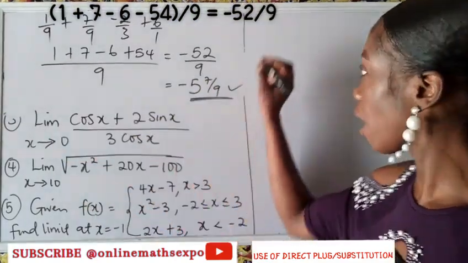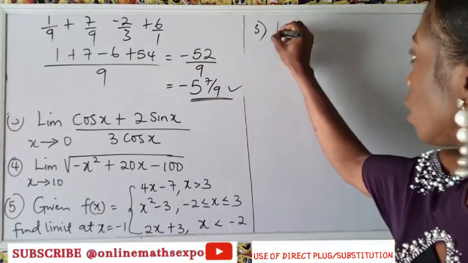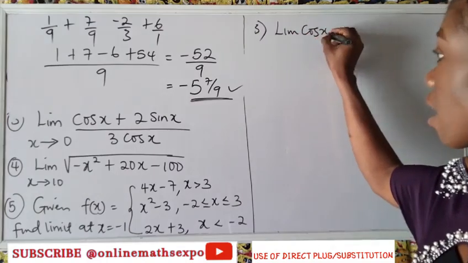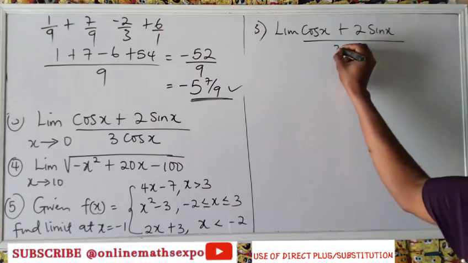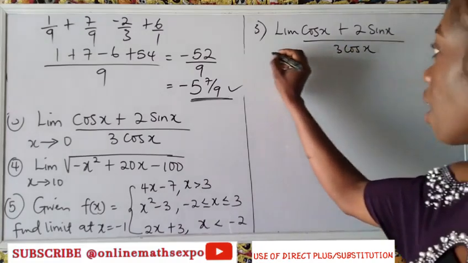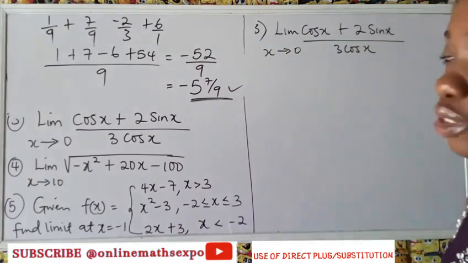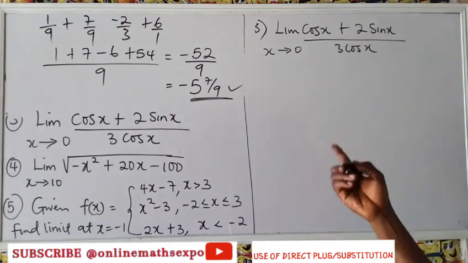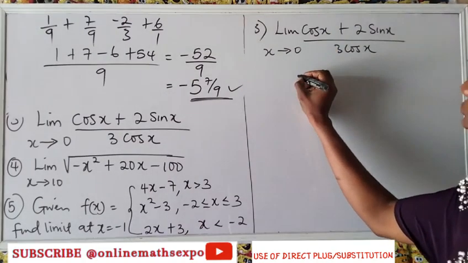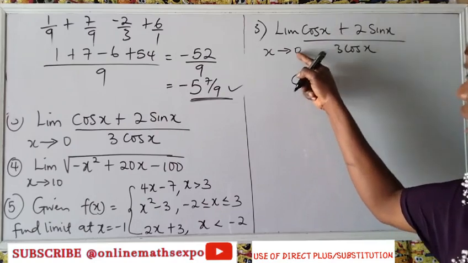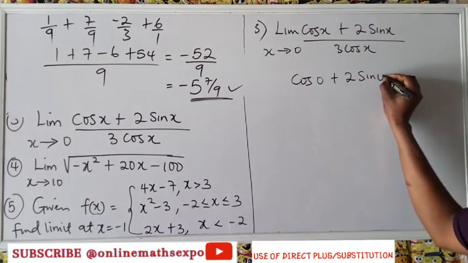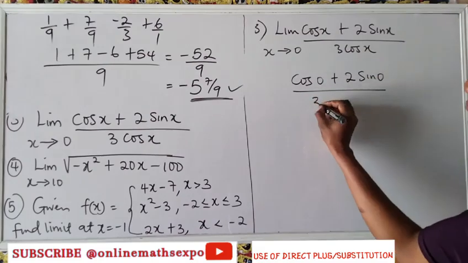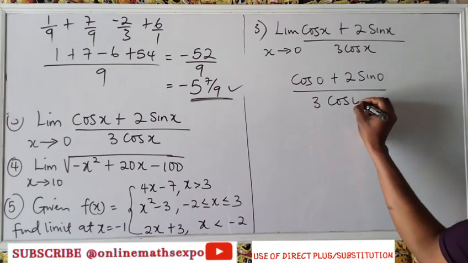Then number 3 we have the limit of cos x plus 2 sin x all over 3 cos x as x approaches 0. So what we are going to do is direct plugging. We are going to have cos our x has become 0 plus 2 sin 0 all over 3 cos 0.